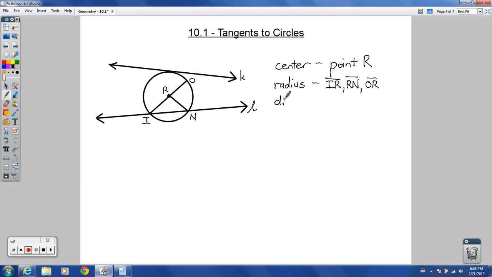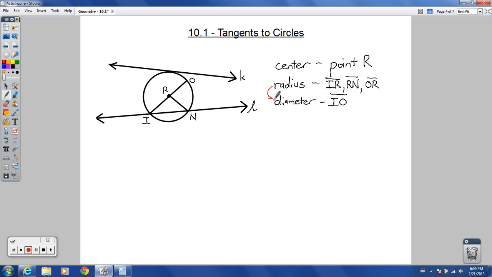The diameter for this circle is going all the way across. It's twice as big as the radius. It's like two radii connected together, but in a perfectly straight line. So I to O, you could also say O to I. Either direction works just fine. So the diameter is twice as big as the radius. Let's put a little note of that in a different color. So take out a different color at this point.